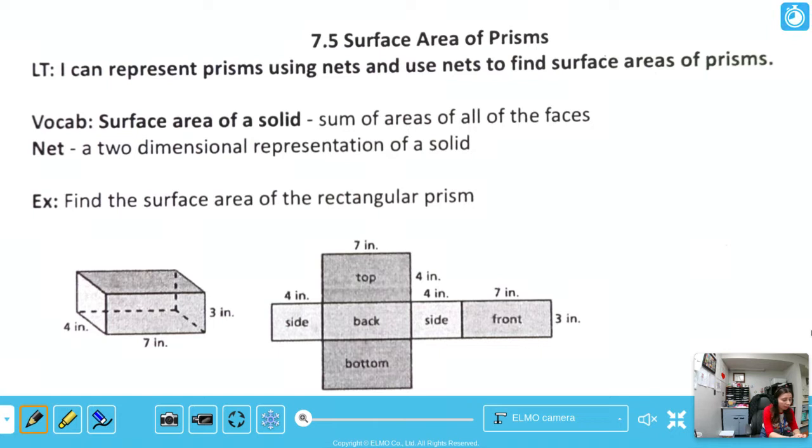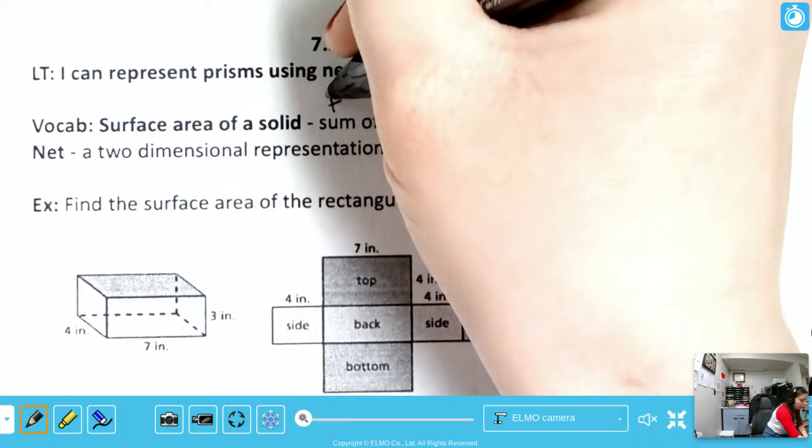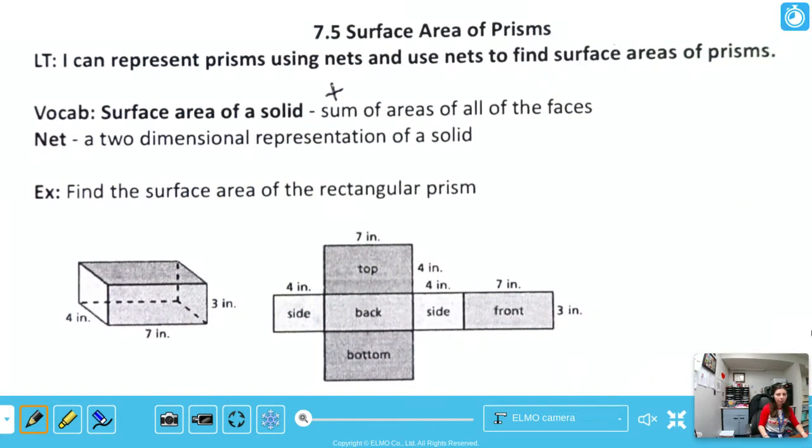The first is surface area of a solid. Surface area of a solid is the sum of areas of all of the faces. So that means we are going to take the area of every single face. For example, if this was my solid, the faces are all the flat surfaces, right? So I'd be taking the area of every single flat surface. And sum means that I'm adding them all together. So let's put a plus sign above there so we know that this means I find the area of every single face, every flat surface, and add them all together.